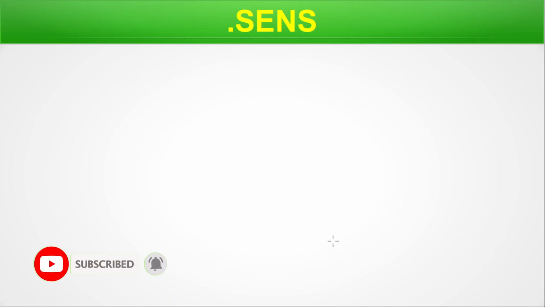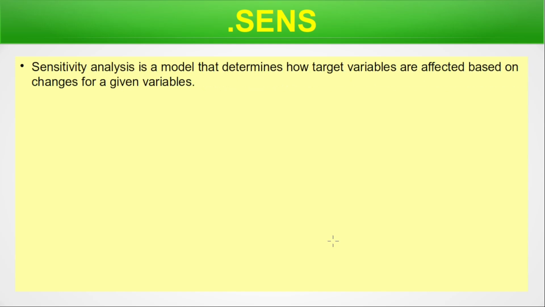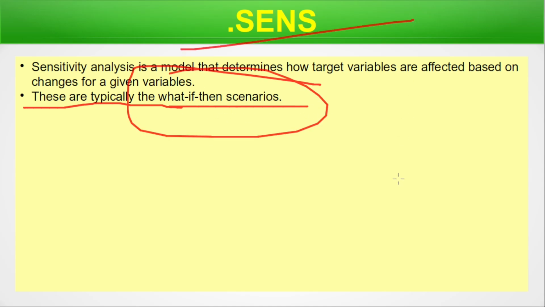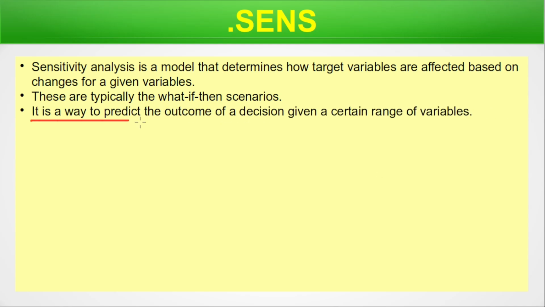Here we talk about the sensitivity analysis. Sensitivity analysis is a model that determines how target variables are affected based on changes in a given variable. So this is how we analyze the sensitivity. These are typically what-if scenarios. So in Spice, if we have to do the what-if analysis, we take the help of the sensitivity analysis. It is a way to predict the outcome of a decision given a certain range of variables. So with respect to a certain range of variables, we conclude something.